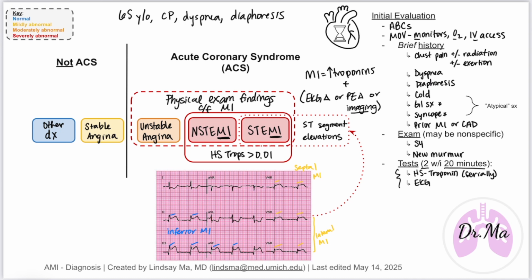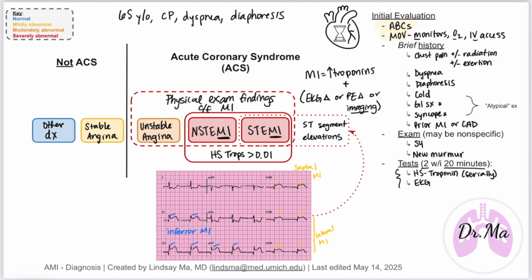So let's summarize. If a patient presents with symptoms concerning for MI, such as chest pain, dyspnea, or diaphoresis, then we'll want to get their initial evaluation and assessment complete within 20 minutes. That evaluation will include checking their ABCs, addressing them as needed, also making sure that they have monitor, O2 support, and IVs. And then you'll want to take a brief history.